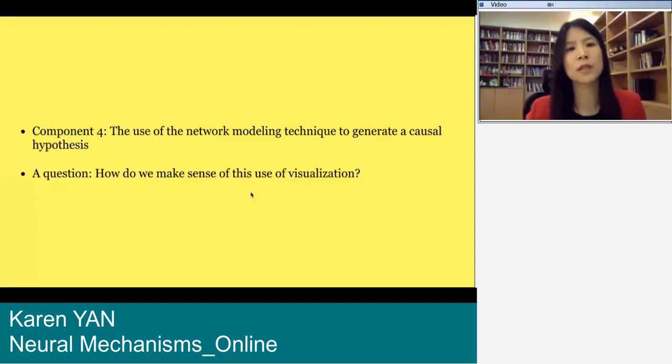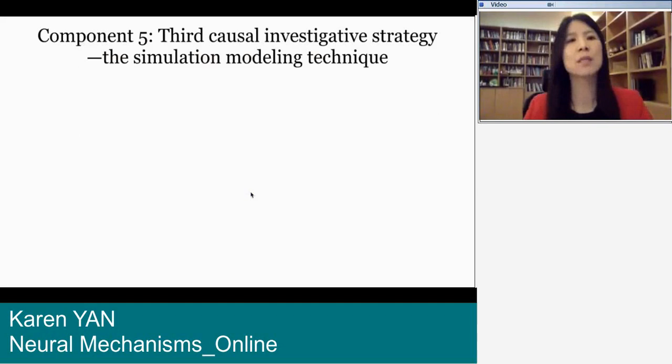Summary of component 4. This is the use of network modeling technique to generate a causal hypothesis. And a question here is, how do we make sense of this use of visualization? So let's move on to the last component, which is the simulation modeling technique.